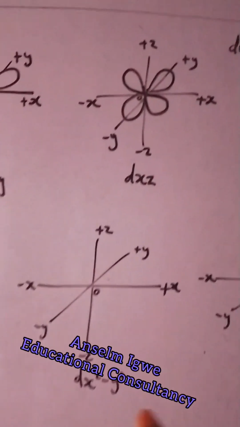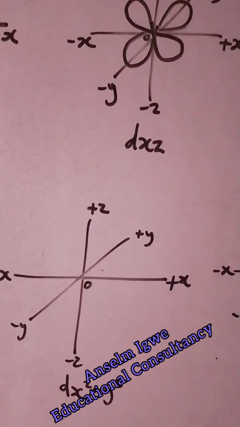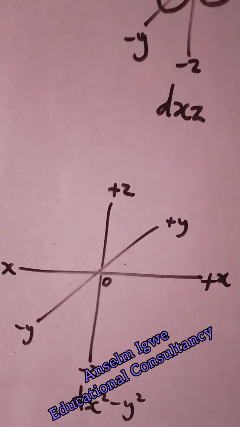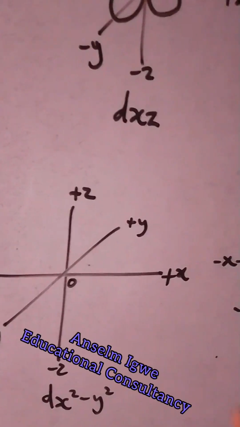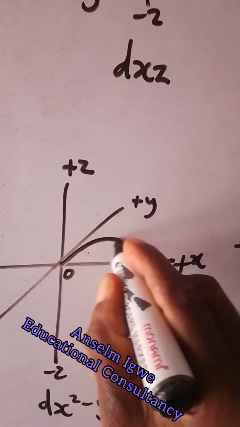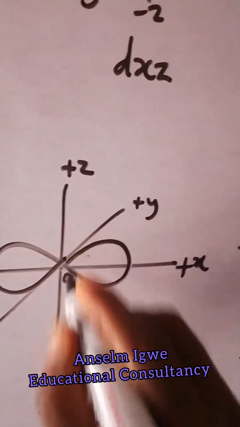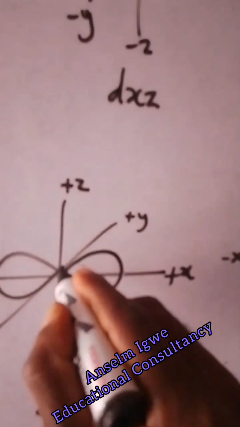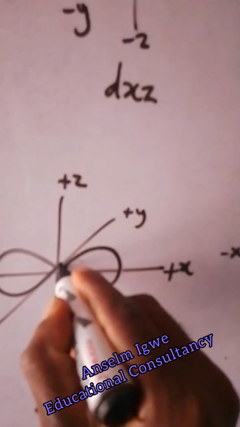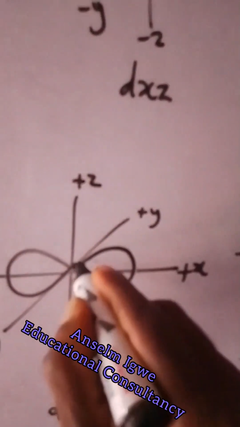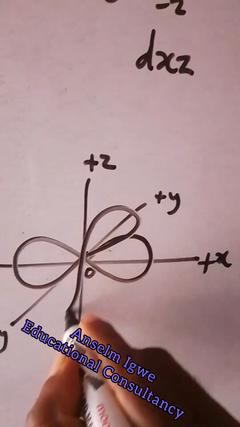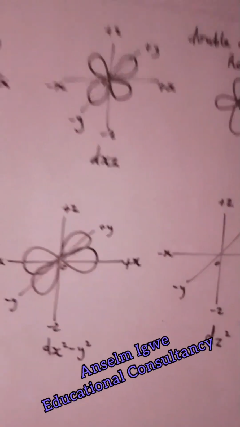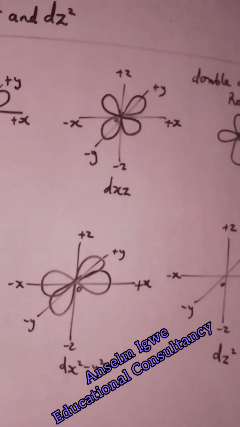The next is dx²-y². Once there is square on x, it means the first one is going to x directly. And also there is square on y, second one. As the first one goes to x, the second one will go to y. That is dx²-y².